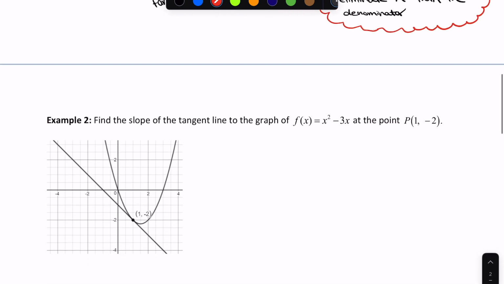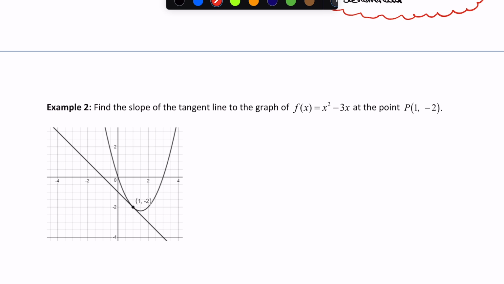Okay, so let's look at this example. It says, find the slope of the tangent line to the graph of f(x) = x² − 3x at the point (1, −2). And so our 1 and negative 2 is going to be our a value and our f(a) value.